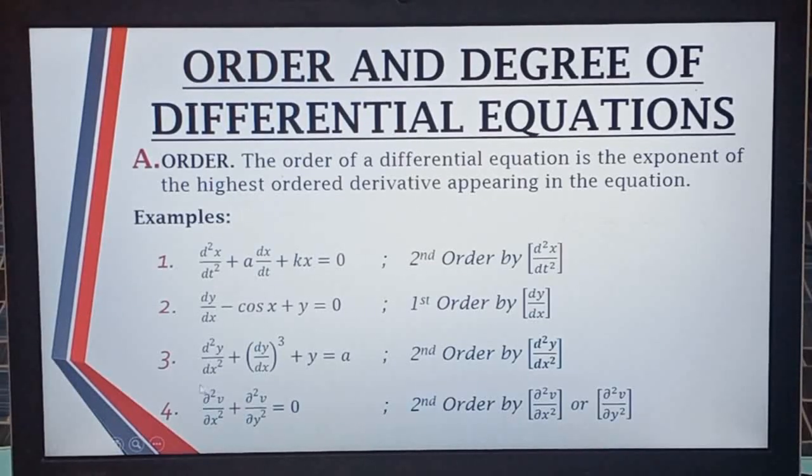Because if you look at the equation, this one and also this one are both second derivatives, or what we call the second partial derivative. So whichever you look at there, they are both second derivatives. So the order of this equation is second order.